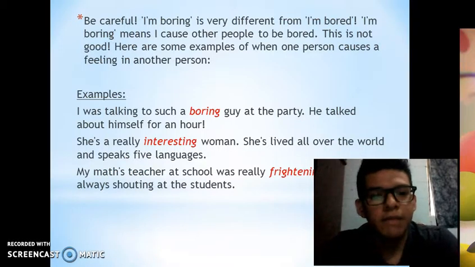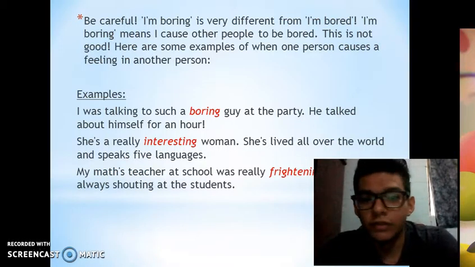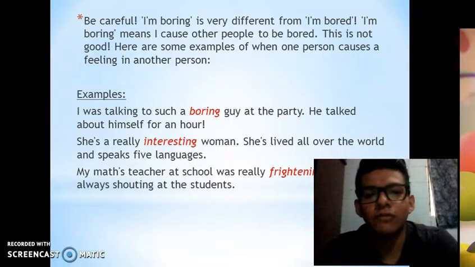Next point says, be careful. "I am boring" is very different from "I'm bored." "I'm boring" means I cause other people to be bored. This is not good. Here are some examples of when one person causes a feeling in another person.